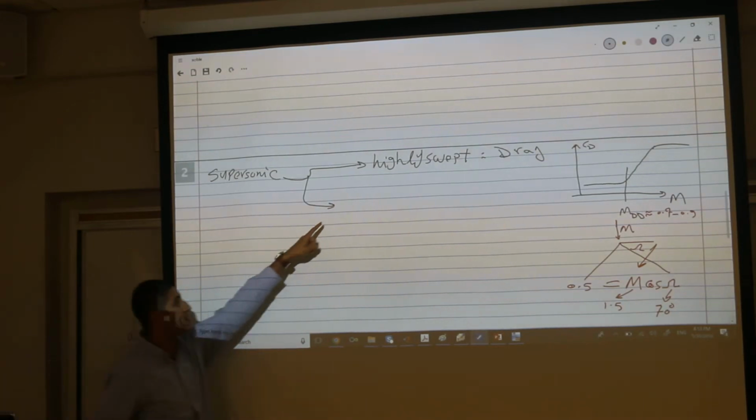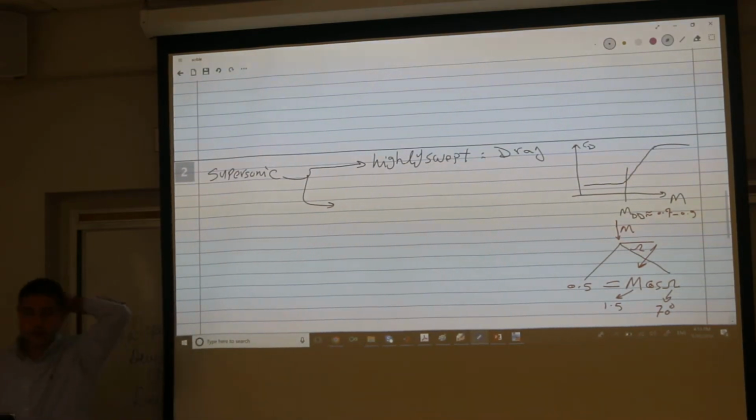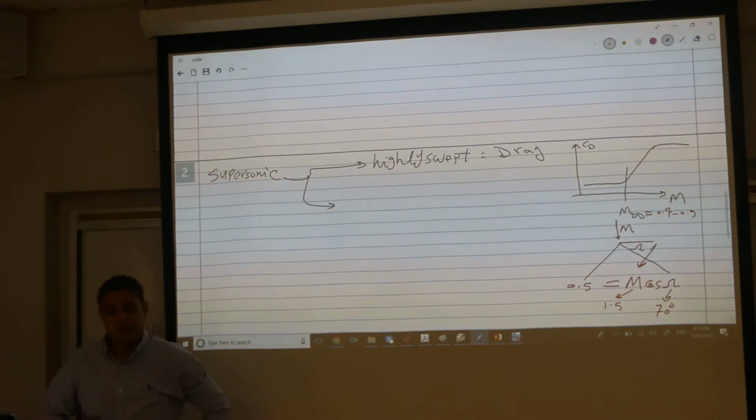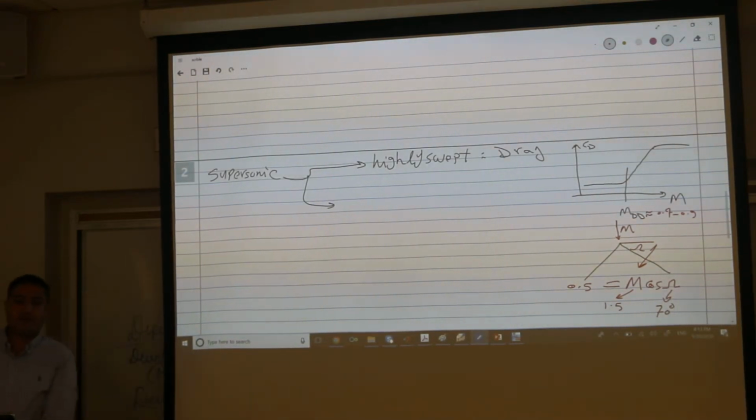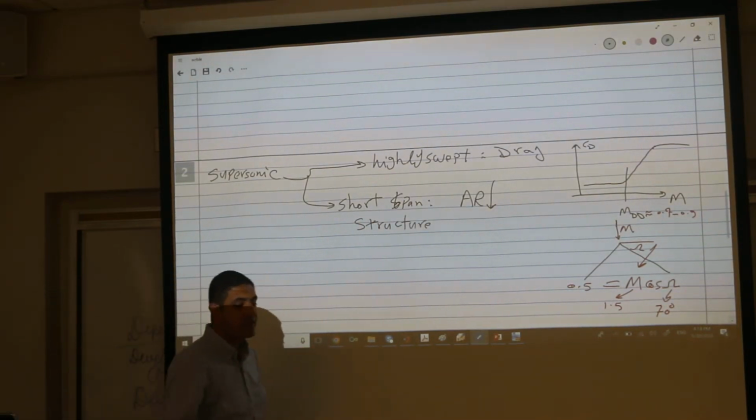What's the other characteristic of a supersonic airplane? Pointy nose. Very sharp nose. Yes, that's right. But for the wing, any other characteristic? Shorter wings. Short span. Right? So actually aspect ratio is small. Why is that? It's a structural reason now, it's not drag anymore. Because first of all, you don't need the large wing.